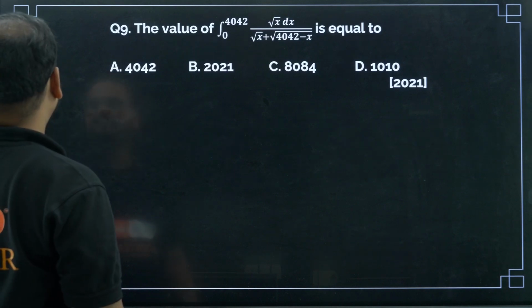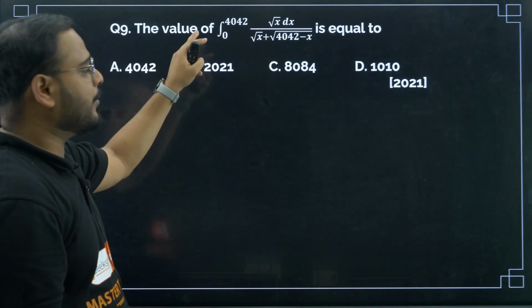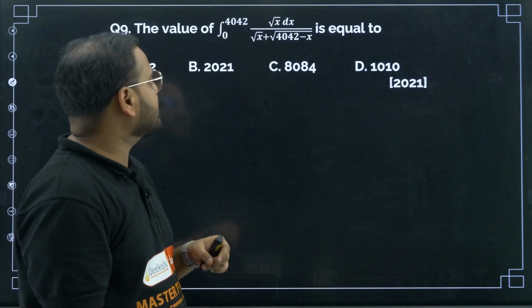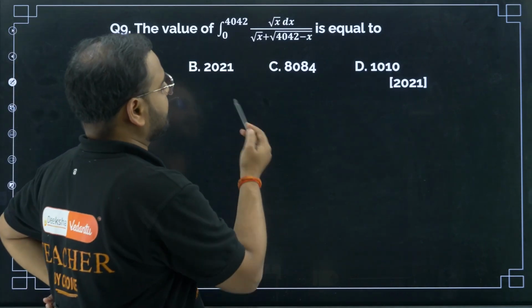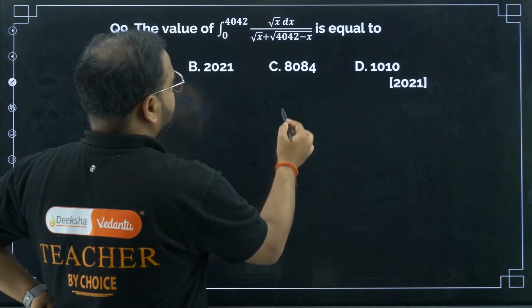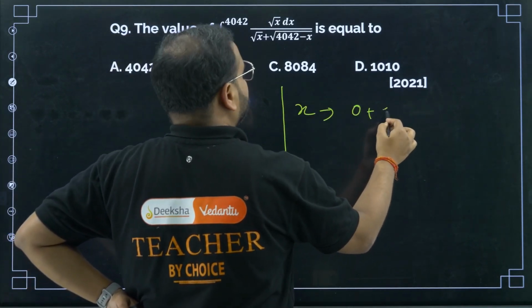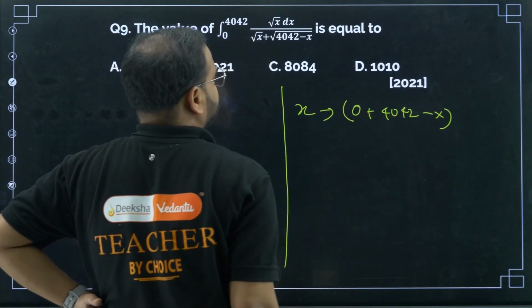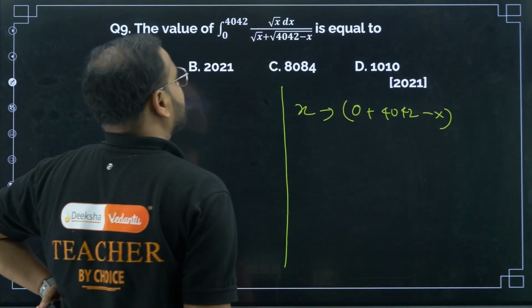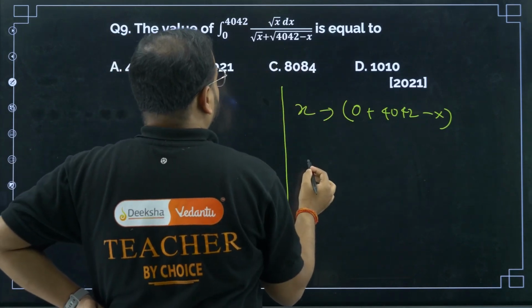Okay, question number 9. This type of problem I have solved in our revision class also, but again we'll solve it, no problem. Again the property of the definite integrals we'll use. We'll take the sum of the limits and subtract x from there. So I can write this x as 0 plus 4042 minus x, right? How much is that? 4042 minus x. So first of all, I can write this as integration I.